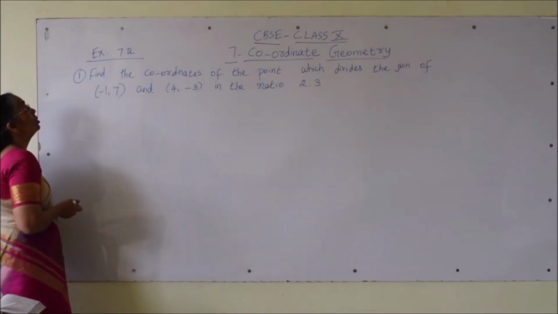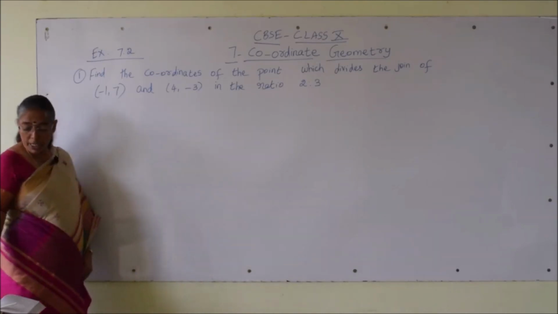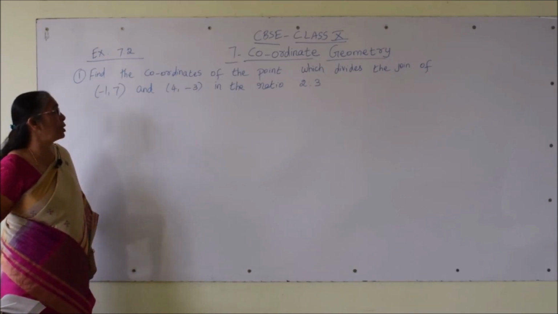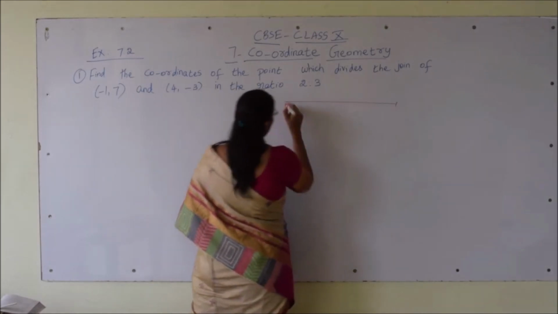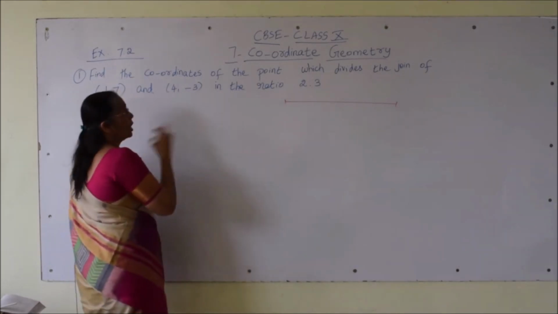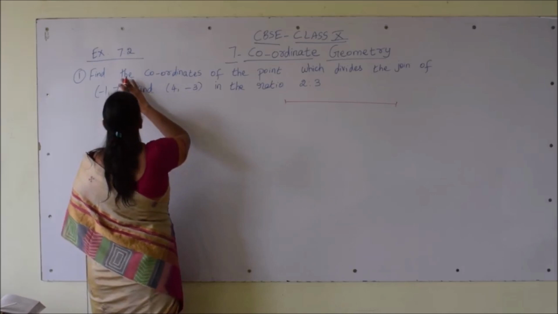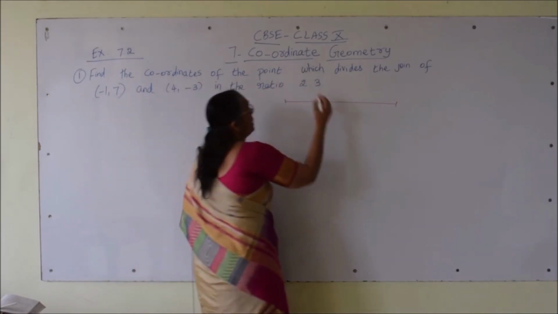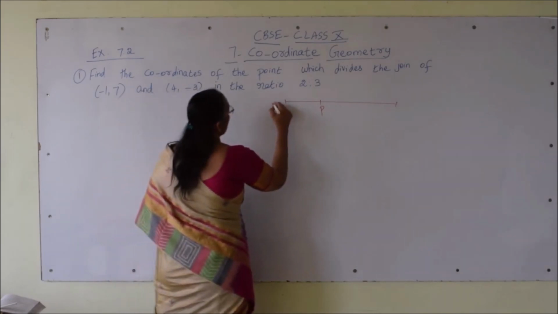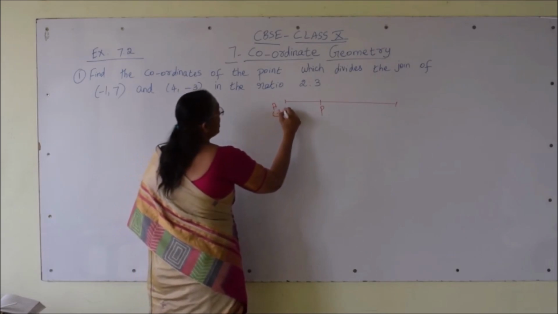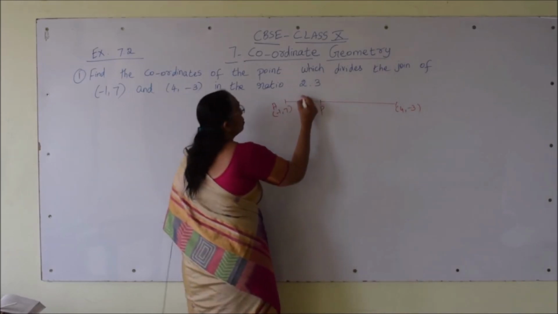Exercise 7.2, problem number 1. Find the coordinates of the point which divides the join of (minus 1, 7) and (4, minus 3) in the ratio 2 is to 3. It is always better for coordinate geometry to start drawing the diagram from the beginning, then it will give a clear idea how to proceed with the problem. So, let the point be P, which divides the join of these two points. Consider the two points as A and B, (minus 1, 7) and (4, minus 3), in the ratio 2 is to 3.